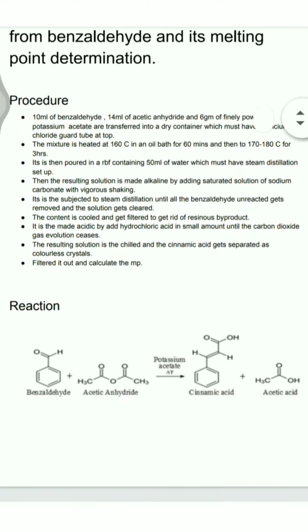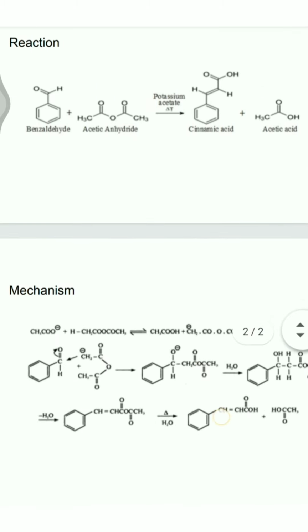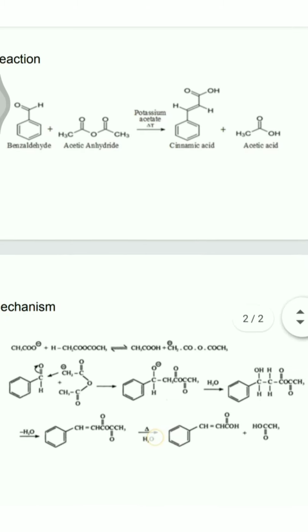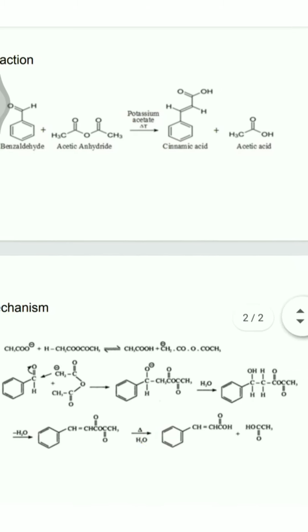This is the corresponding reaction. We can see the benzaldehyde is reacted with acetic anhydride in the presence of potassium acetate, producing the cinnamic acid and the acetic acid. And we have given here the corresponding mechanism. You can go through it and see the mechanism of the total reaction given together.